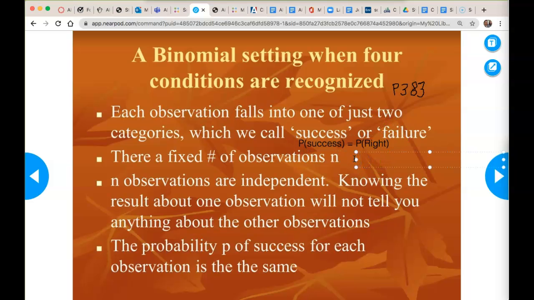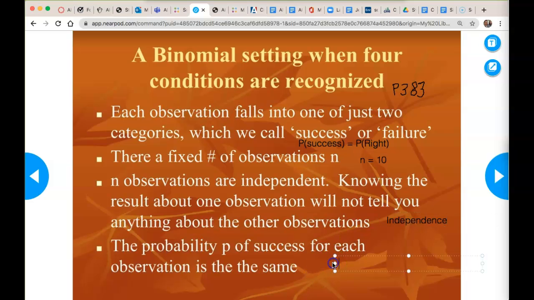N is fixed. N equals 10. There are 10 questions. We'll learn today about a distribution where N is not fixed, N is changing. The n observations are independent; knowing the result of one observation will not tell you anything about the other observations. So we have independence. Sometimes for independence you're going to check a condition, and I'll get to that later. The condition check is 10 times the sample size.